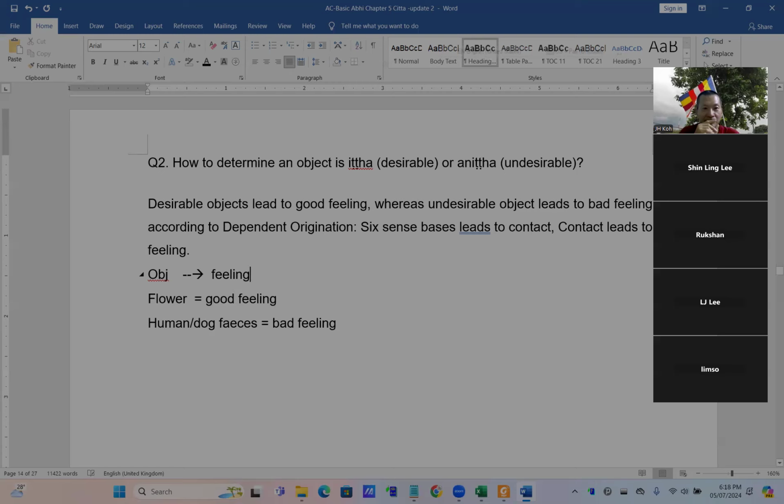Feeling is said to be like the cook who cooked the food, but it's the king who experienced the taste of the good food. So that's the feeling. Feeling really experiences the object fully. So based on our feeling, we can determine whether the object is good or bad.